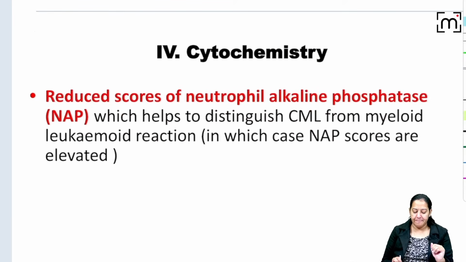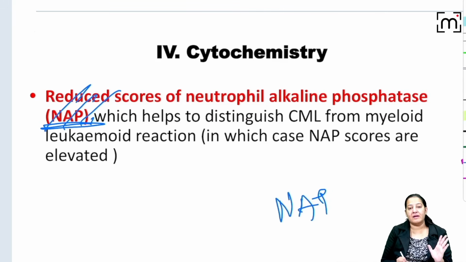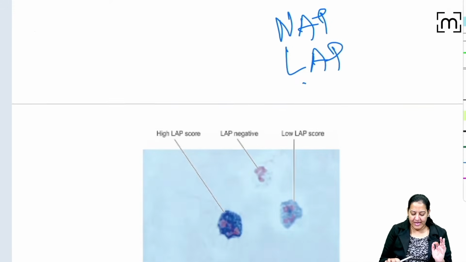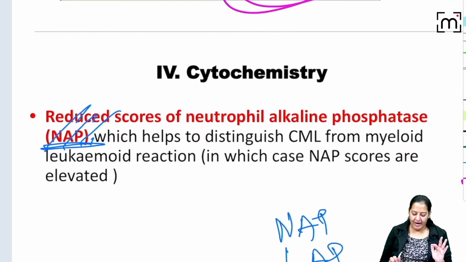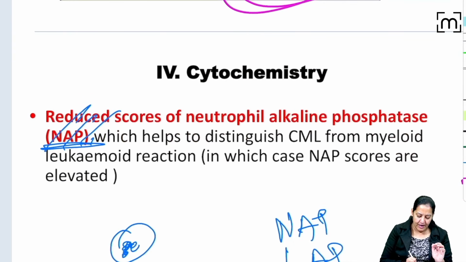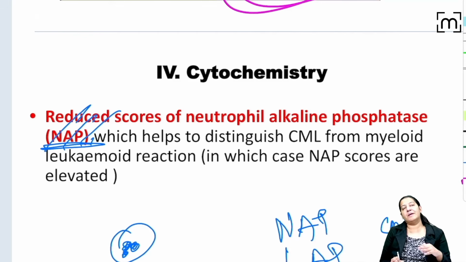In cytochemistry, we will do a stain which is known as NAP, neutrophil alkaline phosphatase. Either you say NAP, neutrophil alkaline phosphatase, or you say LAP, leukocyte alkaline phosphatase. Normally the neutrophil alkaline phosphatase inside the neutrophil is present, and if you stain it, you can highlight all these cells on the peripheral smear. But in a case of CML, when immature granular precursors are present, they do not have NAP or LAP inside them.